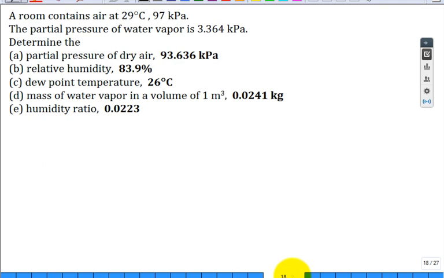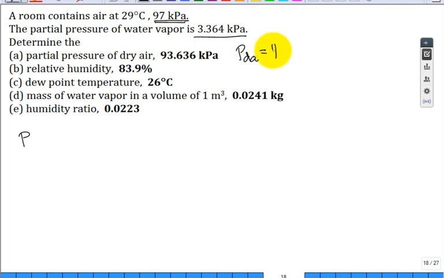Okay, let's solve this problem. A room contains air at 29 C and 97 kilopascal. The partial pressure of the water vapor is given in kilopascal. Determine the partial pressure of the dry air. How do you calculate the partial pressure of the dry air?